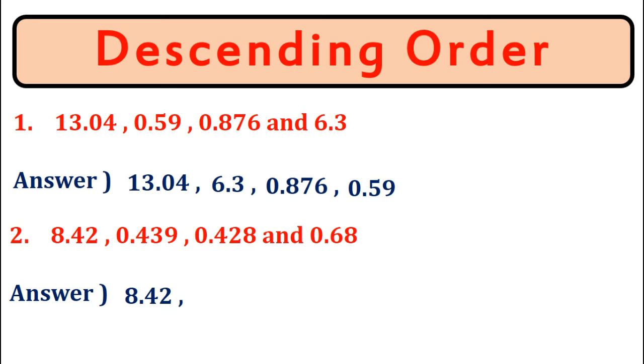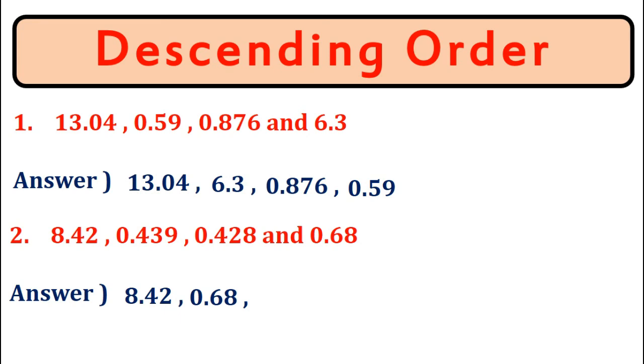Out of 0.439, 0.428 and 0.68, since 0.68 has 6 in its tenths place, and out of 4 and 6, 6 is greater, so we write 0.68 next. Now, as we can clearly see, two numbers, that is 0.439 and 0.428, have both the whole number part and the tenths place the same value, that is 0 and 4. So now, since the tenths place and the whole number part are the same, we move on to the hundredths place.